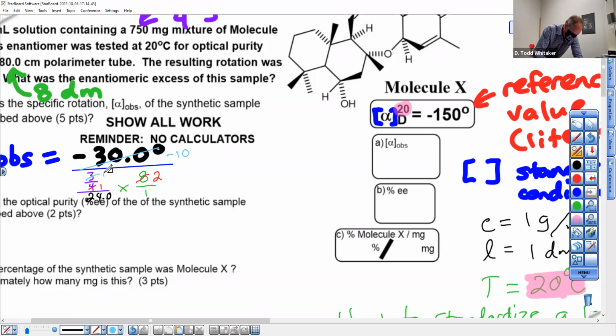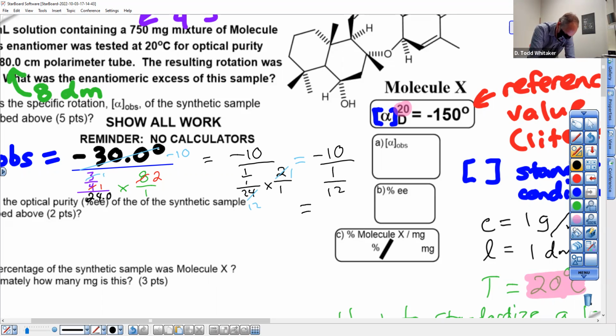So what we're left with, negative 10 over 1/1 over 24 times 2/1. Can't we do the 2 and the 24? So now it's just negative 10 times 12 if you think about it, right? Negative 10 over 1/12. The negative 120. Finally get to put that up there.